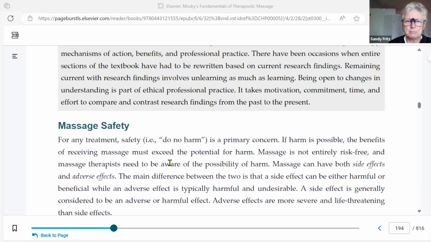So we can have side effects and adverse effects. If you work too aggressively in an area and it's tender the next day and it interferes with a person's activities that day, that's a side effect and an adverse effect.